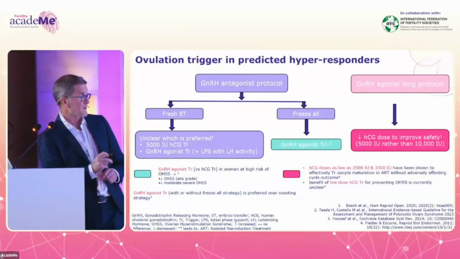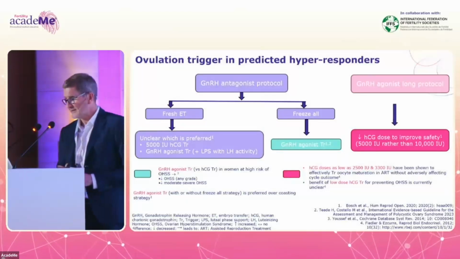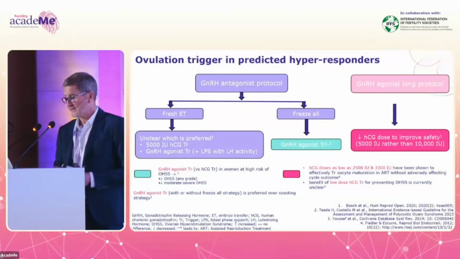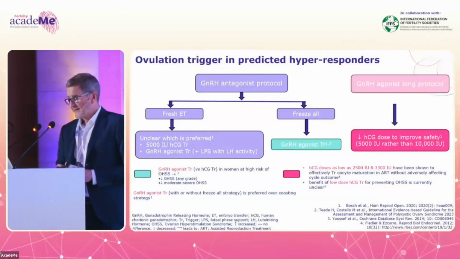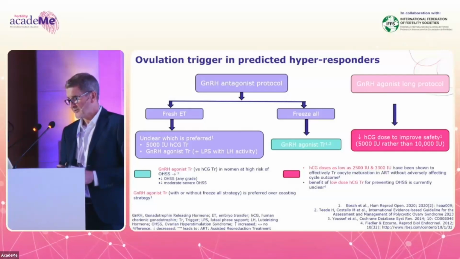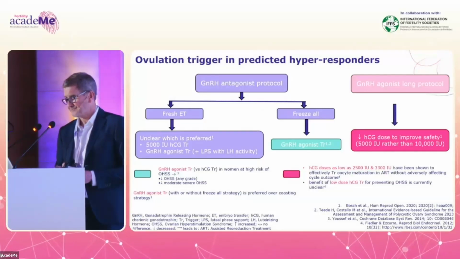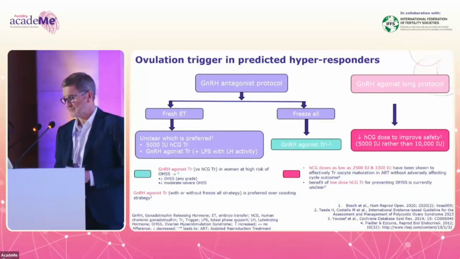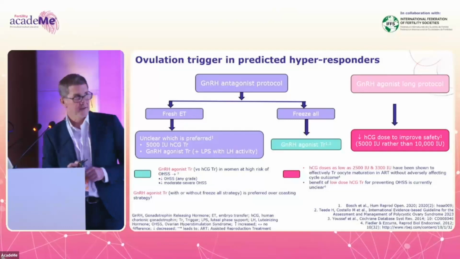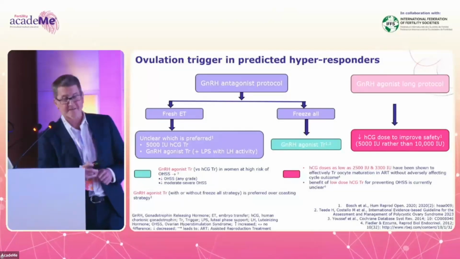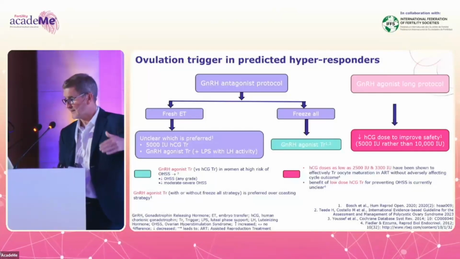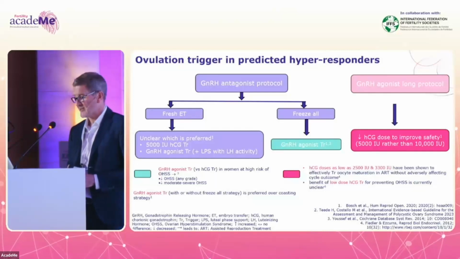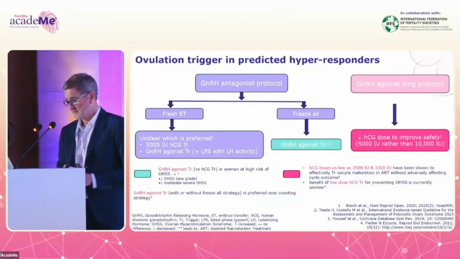If you're going for fresh embryo transfer, the ESHRE guidelines say it's unclear whether to use a low-dose HCG trigger or an agonist trigger with luteal phase support with LH activity, and that's what we call modified luteal phase support. Whereas the IVF International expert consensus meeting paper actually recommends using the low-dose HCG trigger if there ends up being a normal response, but if there ends up being a hyper response, then to use the GnRH agonist trigger with the modified luteal phase support.